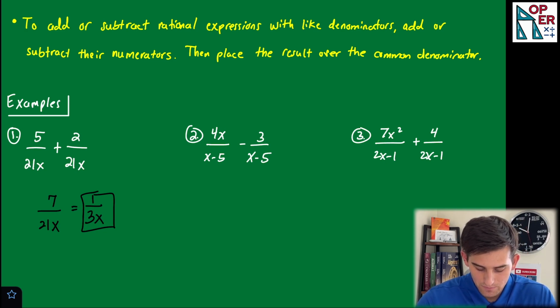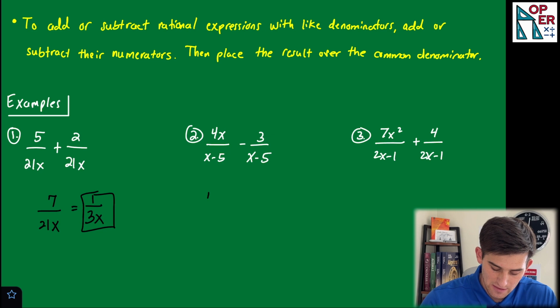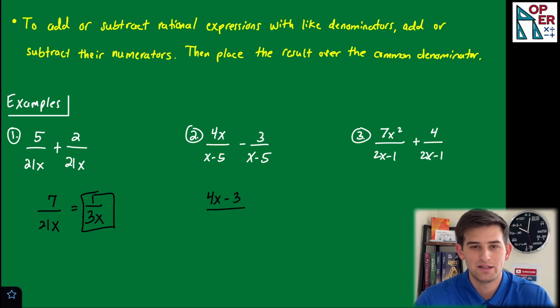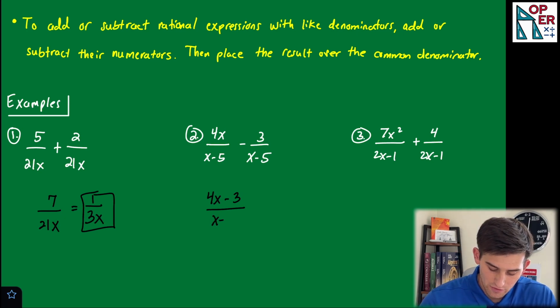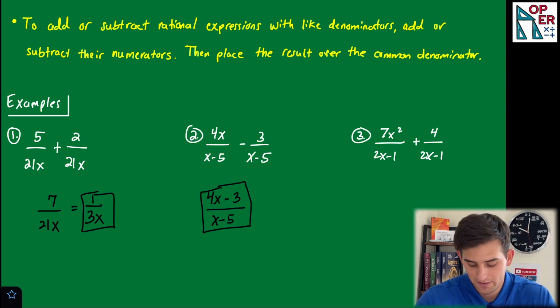All right, number two, 4x over x minus 5 minus 3 over x minus 5. Now here, x minus 5 is our denominator in both of these fractions. So we just subtract our numerators. And in this case, we have a linear term and a constant term. So we can't actually combine those. So let's just write them next to each other, 4x minus 3. And we're going to write that over our like denominator, which would be x minus 5. And that would be our final answer, 4x minus 3 over x minus 5.